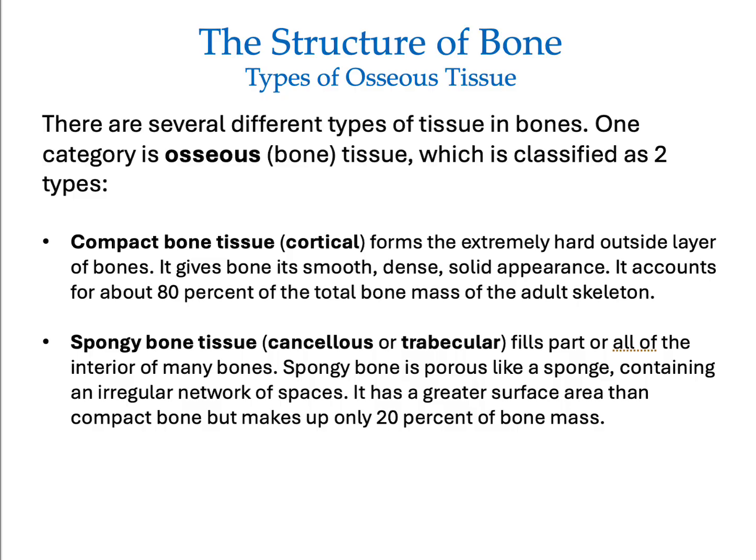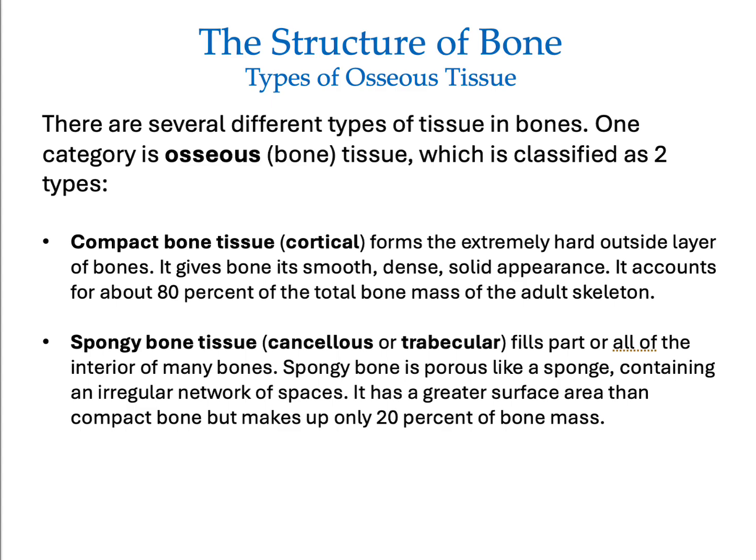One is compact bone tissue, also known as cortical, which forms the extremely hard outside layer of bones. It gives bone its smooth, dense, solid appearance. It accounts for about 80% of the total bone mass of the adult skeleton.